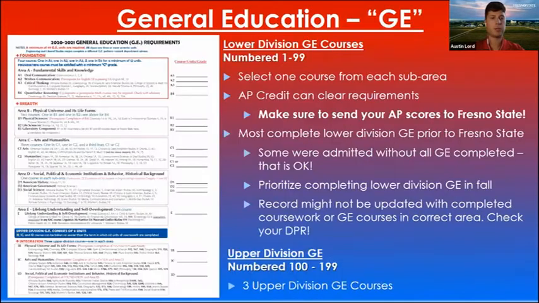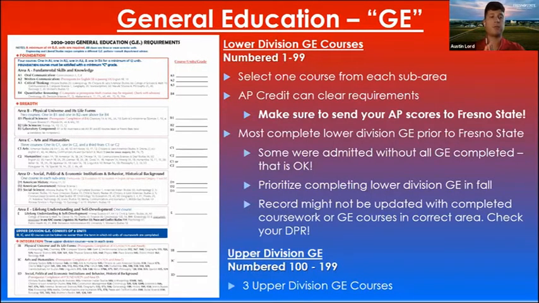So next I want to move on to general education: the ones that you should already have, the ones that you'll need here, things like that. On the left side of the screen, you do see the 2020 general education requirement sheet for Fresno State. A lot of you should be familiar with some sort of sheet like this already. This is our version of it.